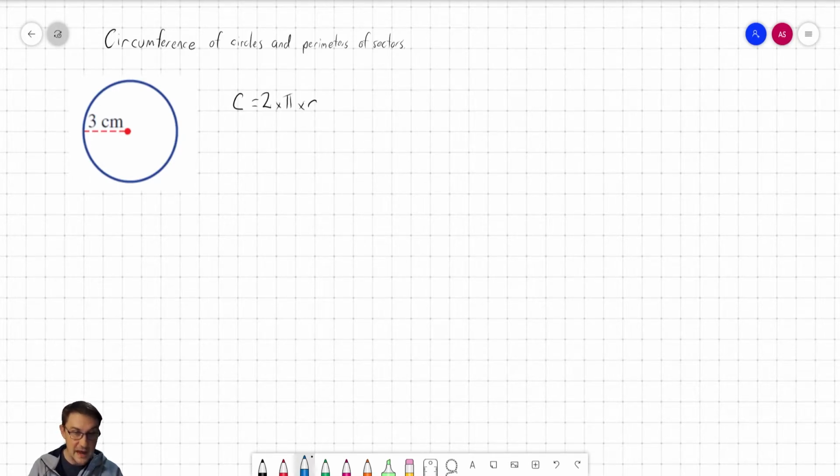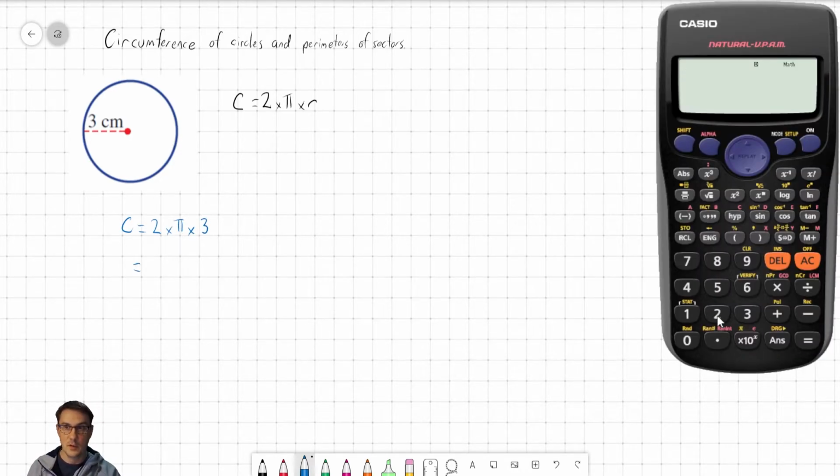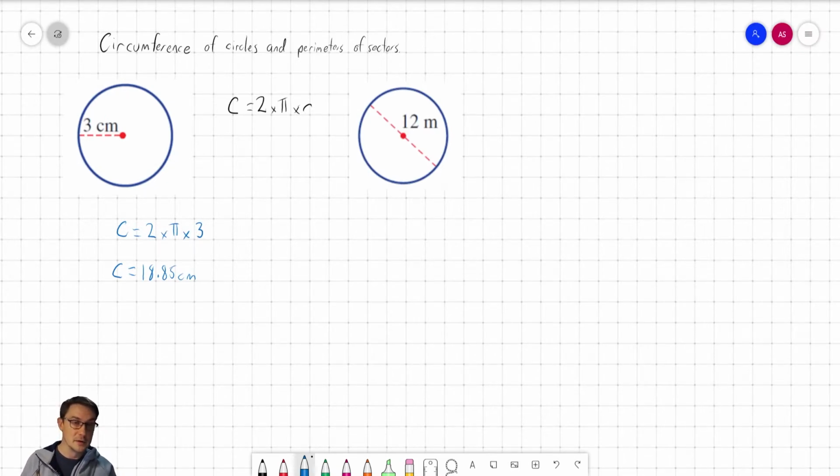Now, in this case, if we had to find the circumference of this circle, this would be C is equal to 2 times pi, and we're going to replace the r here. We're going to do a substitution for 3. So using our calculator, we're going to get 2 times pi, which we do with shift by this button down here, and times by 3. And so when we do that, we can see that the circumference of this circle then is equal to 18.85 centimeters.